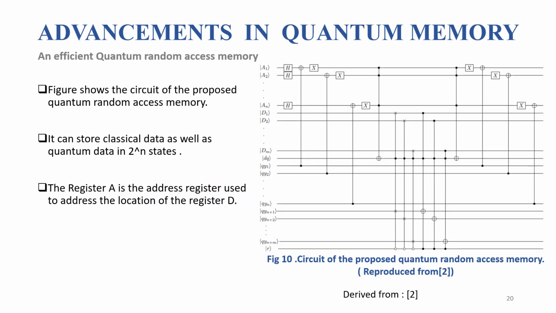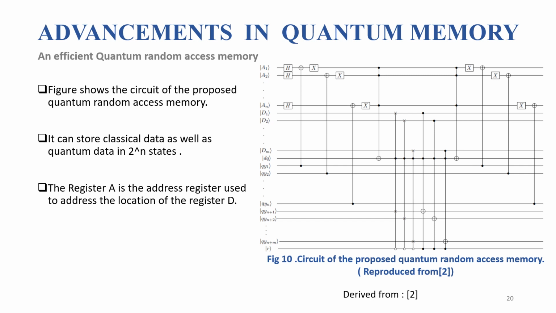Moving to the advancement in quantum memory. So this is the proposed figure of the quantum random access memory. The proposed quantum random access memory can implement qubit-based quantum computers. It is used to write classical as well as quantum data, and it has very high storage. The proposed architecture can access arbitrary locations.